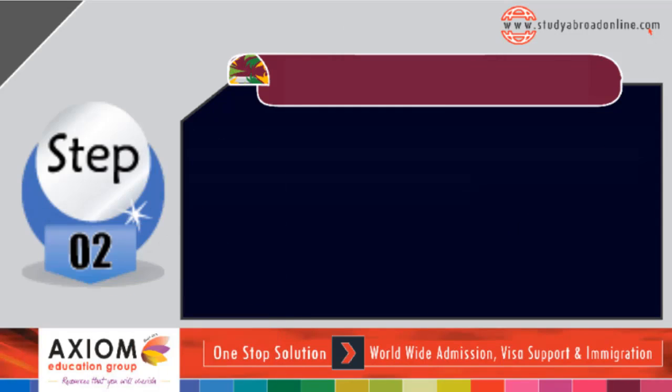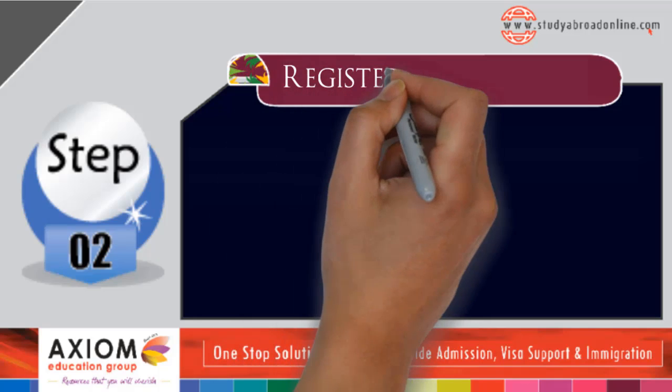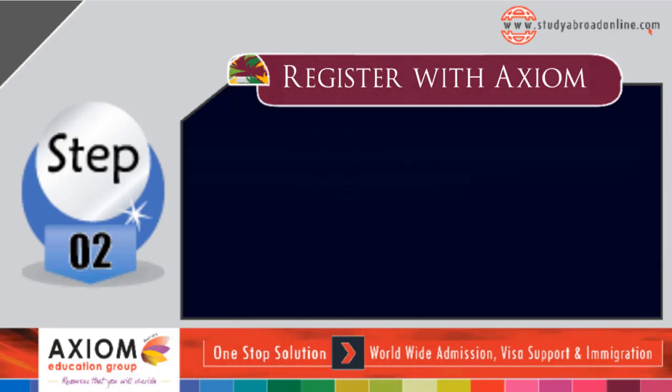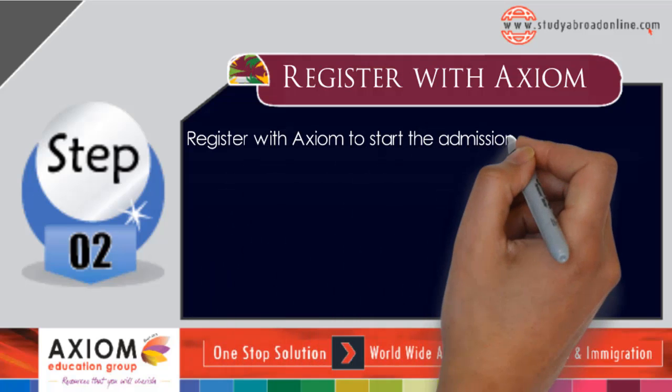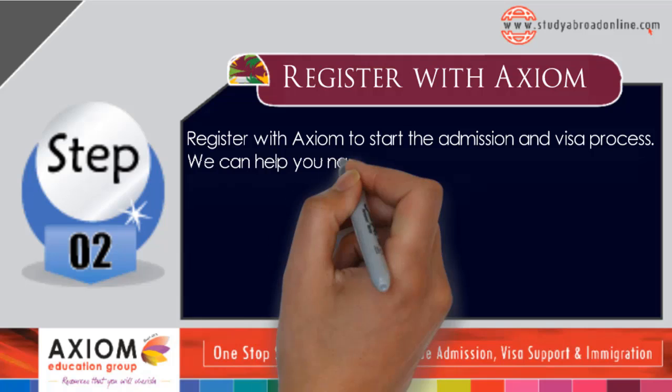Next up we have step 2, and that is to register with Axiom. Register with Axiom to start the admission and visa process. We can help you navigate through the various processes and make studying overseas easier.